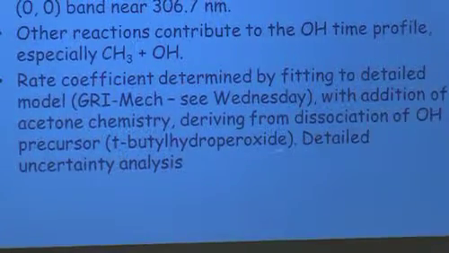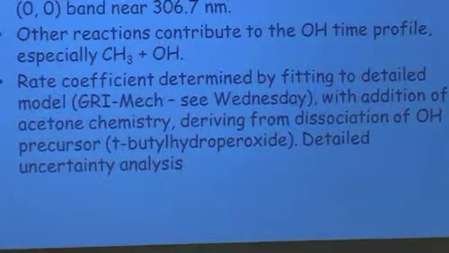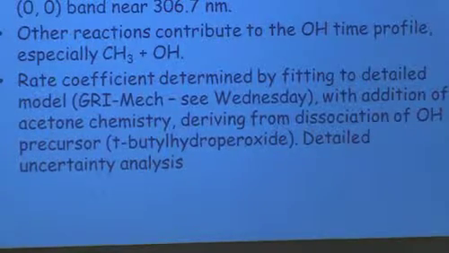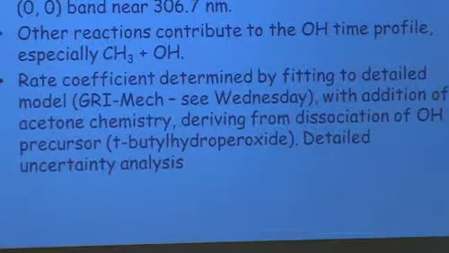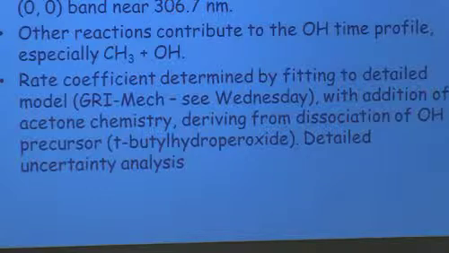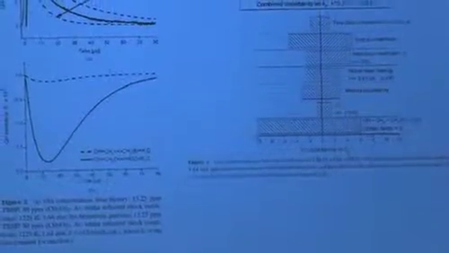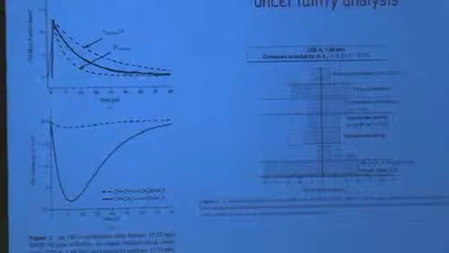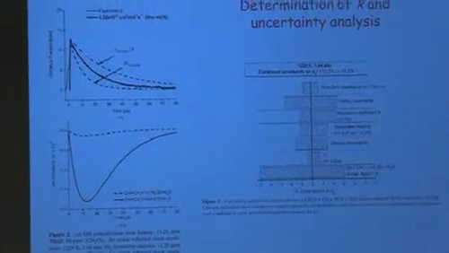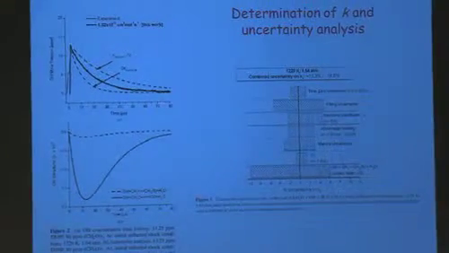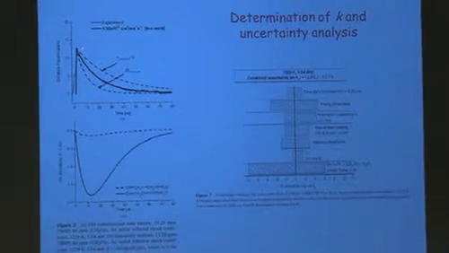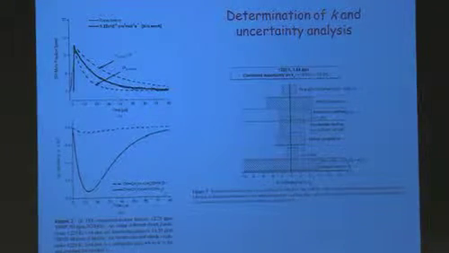And they did a very detailed uncertainty analysis. It's a good paper to look at in order to understand the uncertainties that are generated in these sorts of experiments. So here's the OH profile, the OH decay, and there's the fit. The full line is the fit. The slightly wavy line is the experimental decay from the absorption profile.